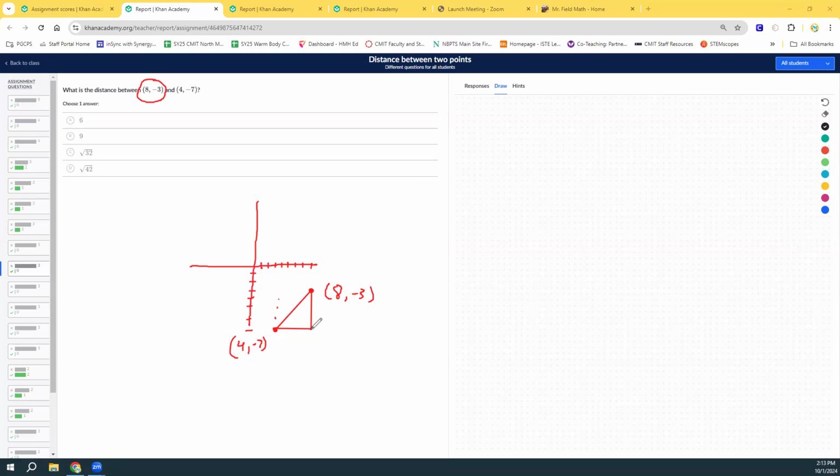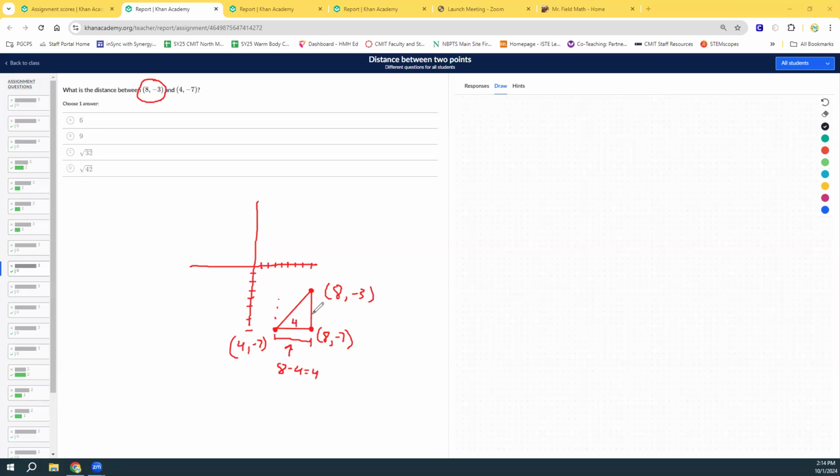First of all, we need to know this point. If you look at this point, it has the same y value as this coordinate, so we can put -7 there. And it has the same x value as this. So in order to get the bottom side, we can look at the x values because notice the y values are the same. So this bottom side is 8 minus 4, which is 4.